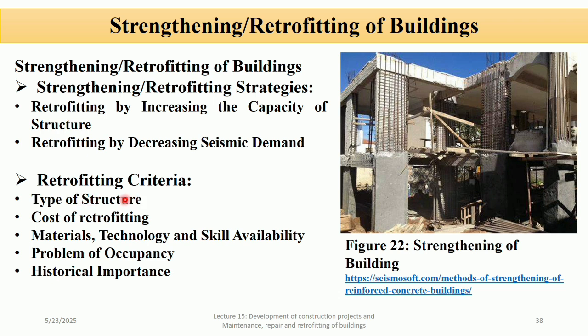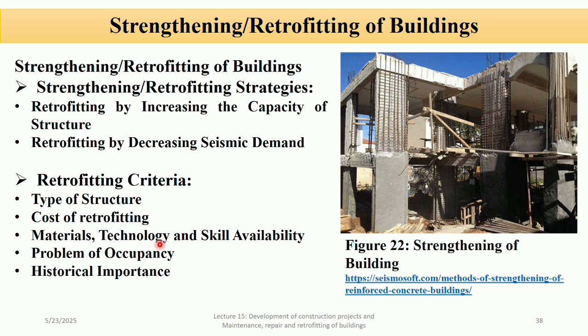Retrofitting criteria. So types of structure. So it's a frame structure, load bearing wall, or a heritage structure. Different types need different retrofitting methods. Cost of retrofitting. So can the owner afford it? Is it cheaper than demolishing and rebuilding? So you have to consider these factors before doing retrofitting.